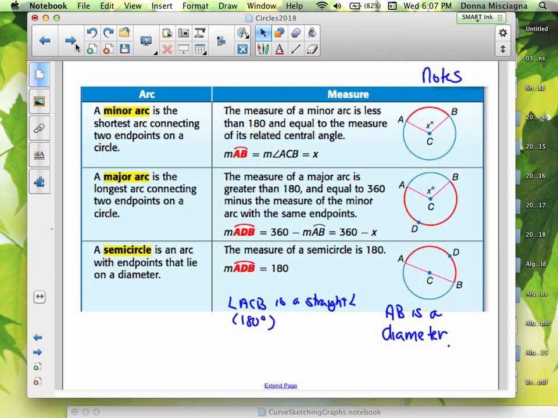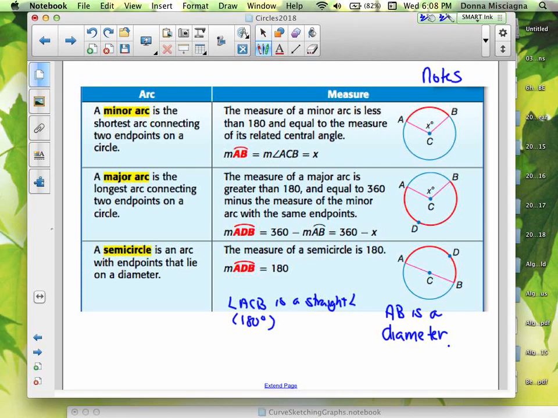And a semicircle is an arc with endpoints that lie on a diameter. Right? It's half a circle. So the only thing that cuts a circle in half is the diameter. So the measure of a semicircle is 180 degrees. Right? And it's the same either way. When a diameter is forming our angle, we're going to have a straight angle. So angle ACB here is a straight angle. It's 180 degrees, and AB here is a diameter. And this should be segment AB.